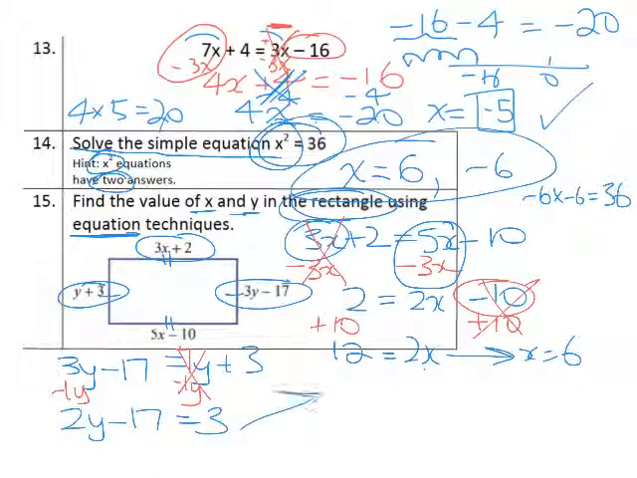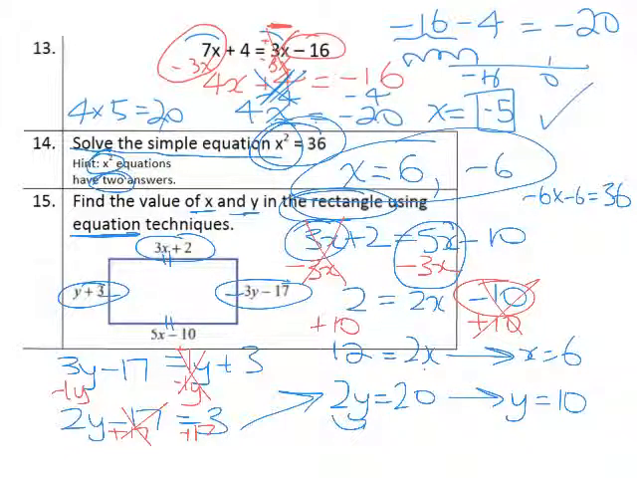Now I'm running out of room, so I'll do it over here. My next stage would probably be to plus 17 on both sides and cross off the opposites. So I've got now 2y on the left and 20 on the right. Now you might guess 2 times what is 20, and the answer is y equals 10. So there's two answers for that section: x equals 6 and y equals 10. That's the end of the Monday section, so I hope you went okay with it.